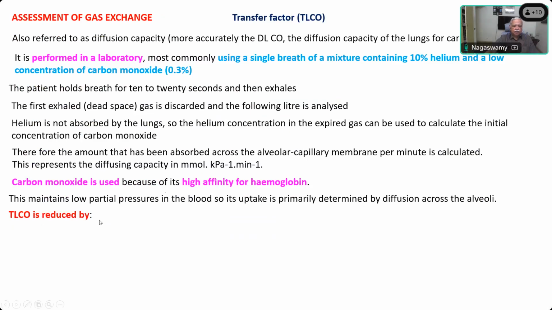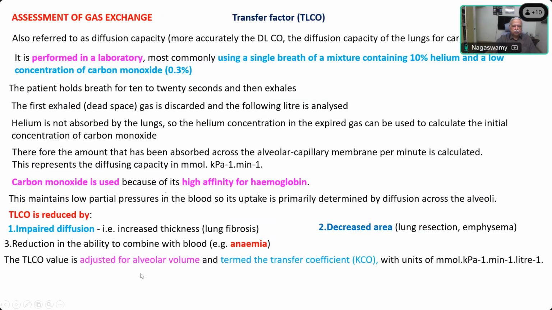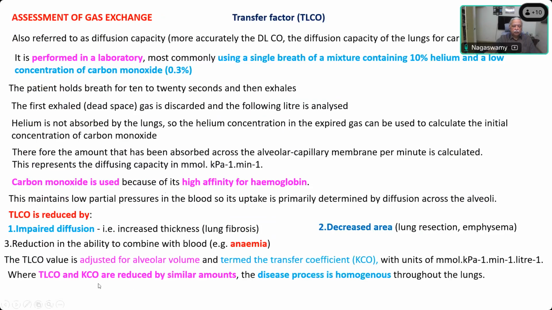What are the conditions where TLCO will be reduced? Parenchymal diseases, very good. So impaired diffusion, increased thickness like lung fibrosis, or decreased area after lung resection or emphysema, and reduction in the ability to combine with blood. Even anemia can reduce the TLCO, and it is adjusted for alveolar volume, which is termed the transfer coefficient, KCO. So TLCO and KCO are reduced in similar amounts.